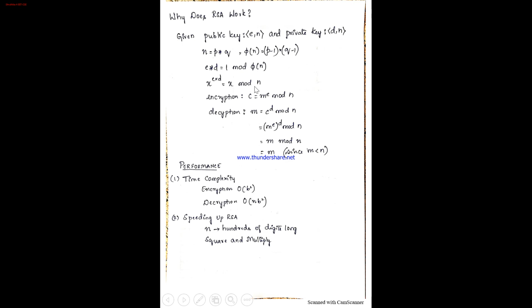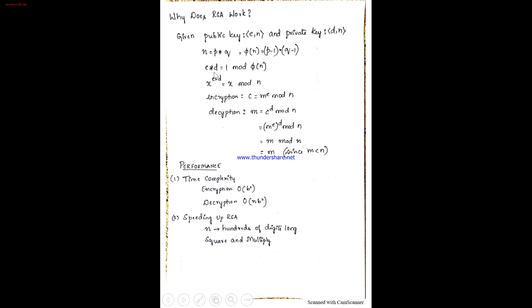I'll tell you how it works. In encryption, C is equal to m to the power of e mod n, and decryption is C raised to d mod n. I'll substitute for C. What do we have? M to the power of e, all raised to d mod n. I've just substituted for C here. Next, what I have is e into d.